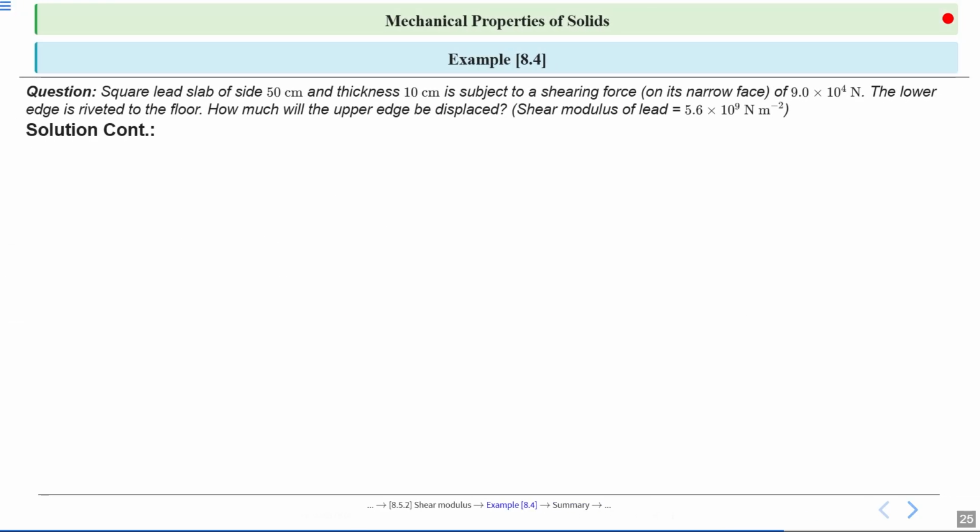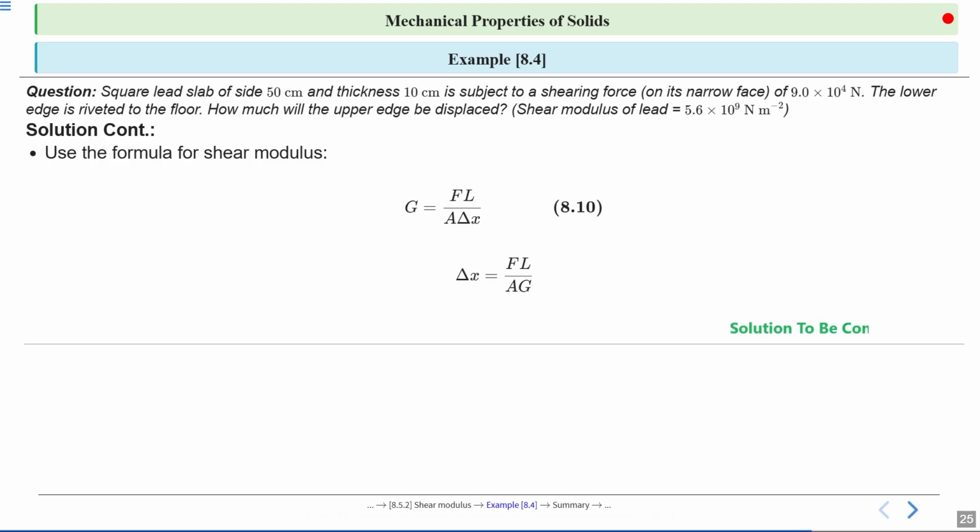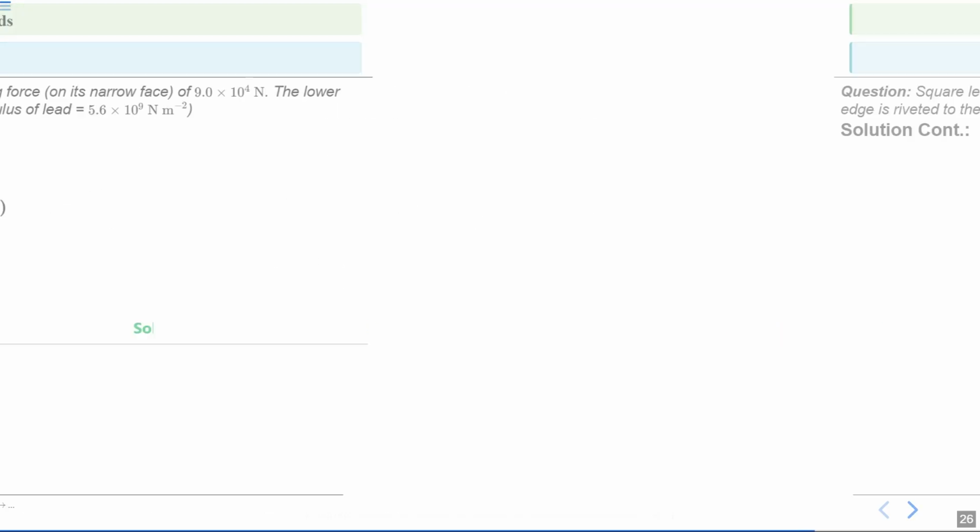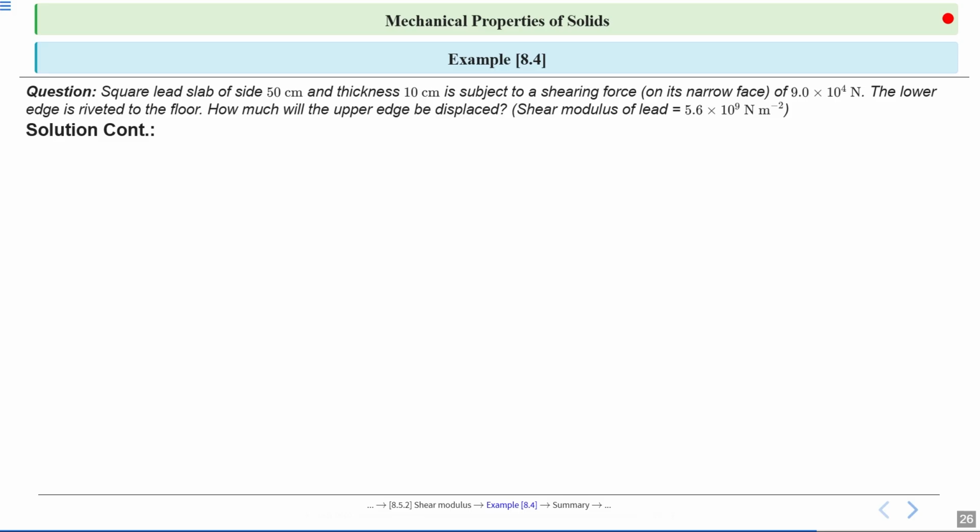Now use the formula for shear modulus, G equal to FL divided by A into delta X. So delta X is equal to FL divided by AG. So substitute the values and calculate.